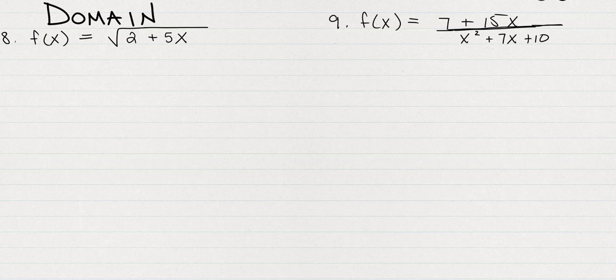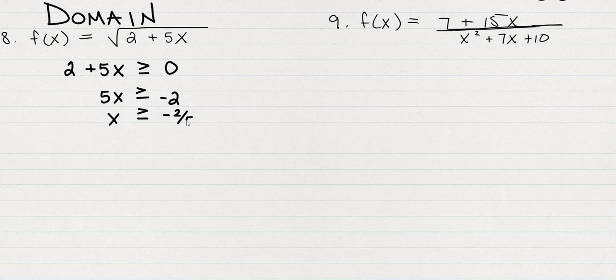Similar example here with number 8, except that this 2 plus 5x, it can be 0. It just can't be negative. So I'm going to say this radicand, the piece inside the radical, the 2 plus 5x has to be greater or equal to 0. So we get 5x greater than or equal to negative 2, x is greater than or equal to negative 2/5.